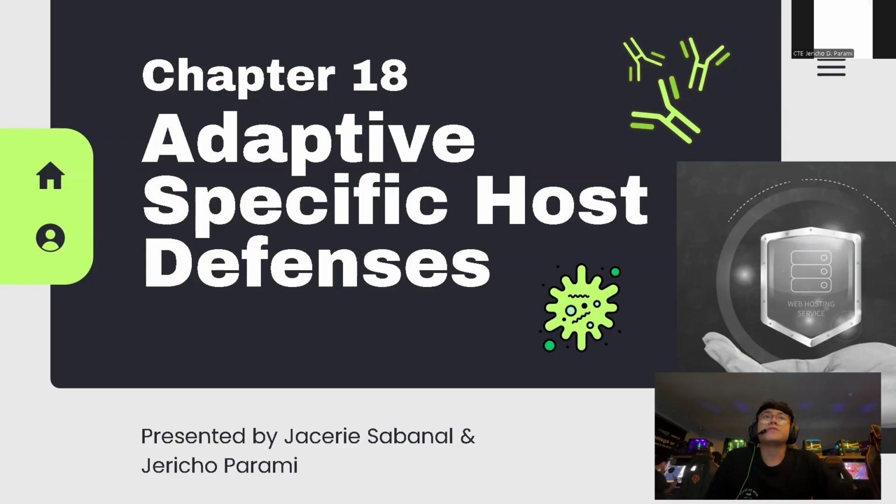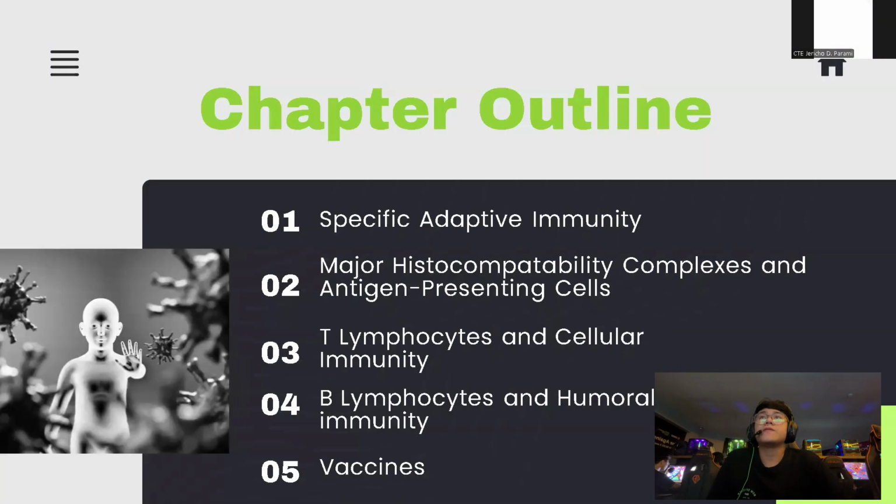Today I'll be presenting the second part of our topic, which is parts B and C, composed of lymphocytes as well as vaccines. This is the chapter outline of our topic: specific adaptive immunity, the major histocompatibility complexes and antigen presenting cells, T lymphocytes and cellular immunity, B lymphocytes and humoral immunity, and vaccines. So today we'll be delving into three topics: the T lymphocytes, the B lymphocytes, and vaccines. I believe my partner is also done presenting the first and second topic.